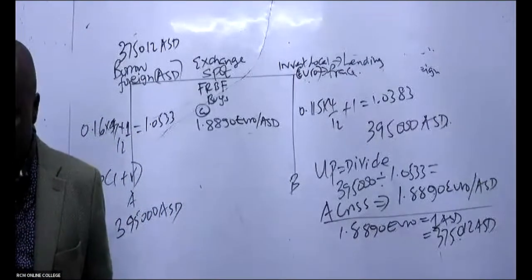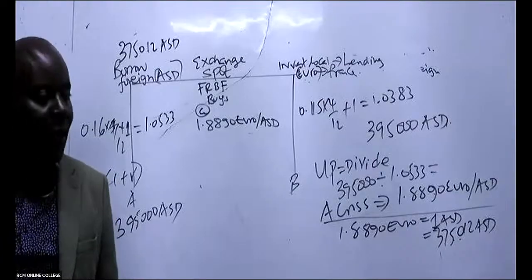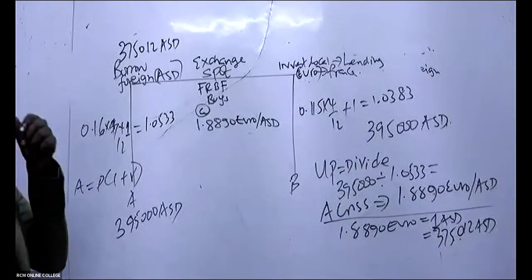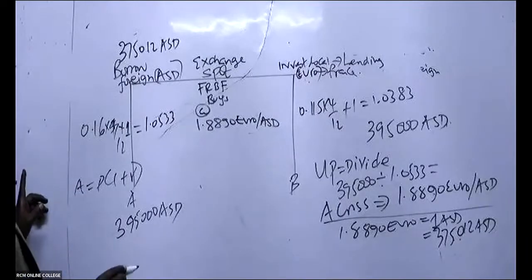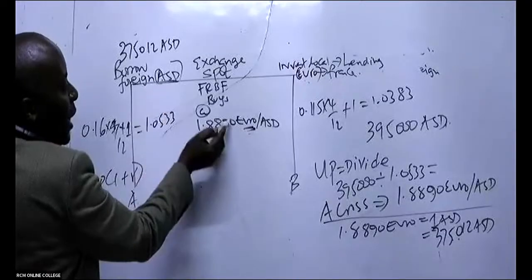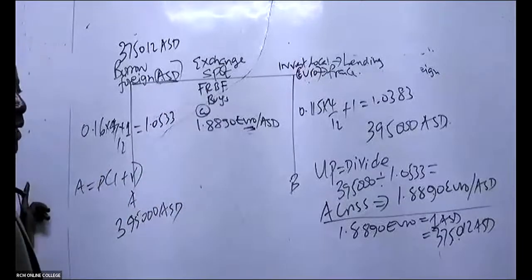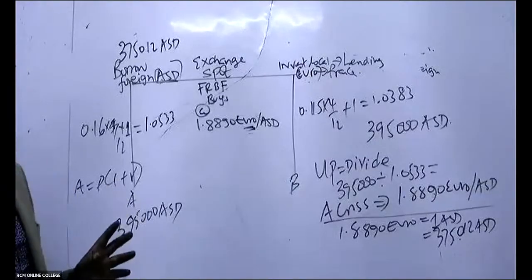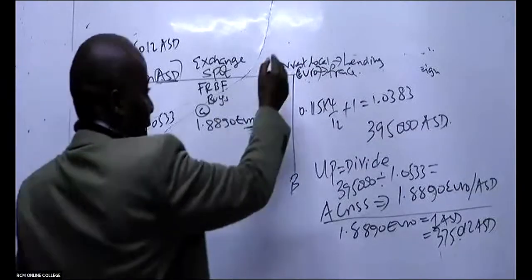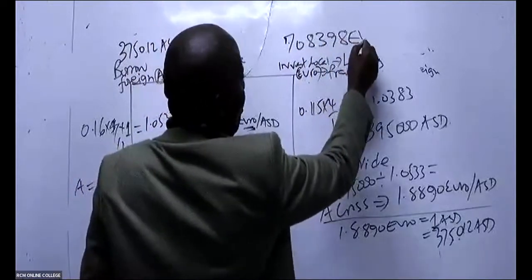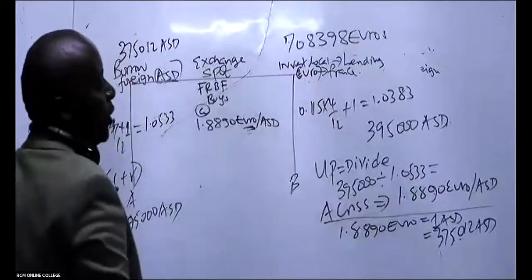Mildred is giving me, I can see so many of you are dividing. I don't know why. You see, ladies and gentlemen, here you can always tell: these are euros and these are ASDs. Unlike terms, we multiply. So we are getting 708,398. These are euros.